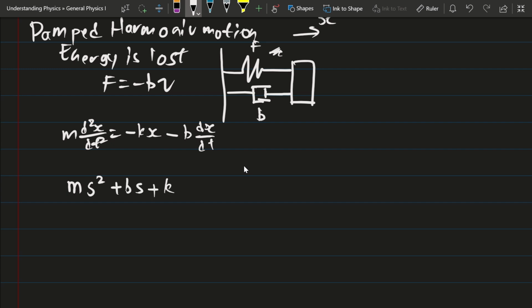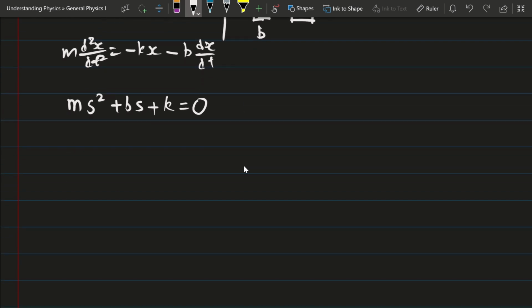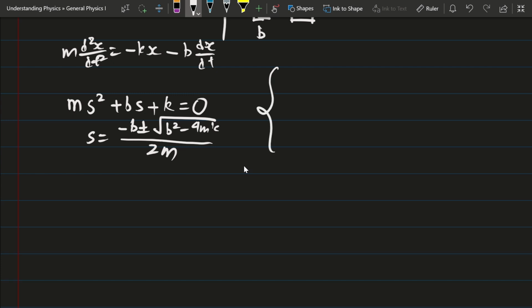Basically, this double derivative is changed into an s while I just cross out all of the x, and this will equal 0. If you try to solve for the s, you would obtain negative b plus or minus the square root of b squared minus 4 times the mass times the k, over 2m. This is one of the conditions for you to realize what is the general solution for this differential equation.